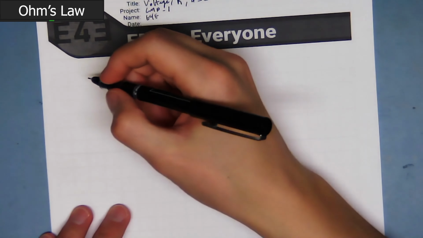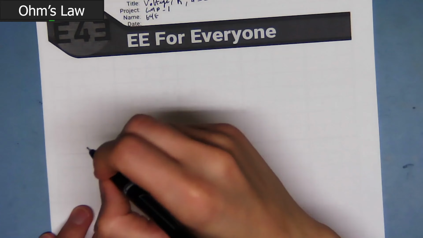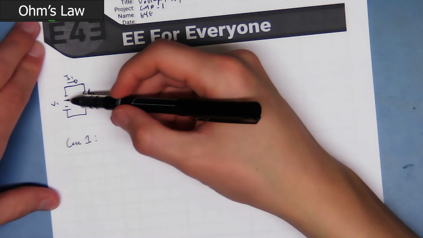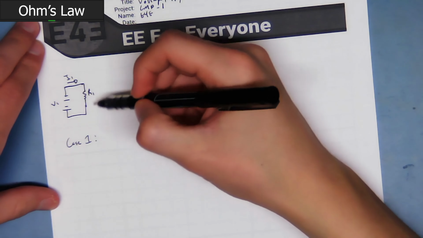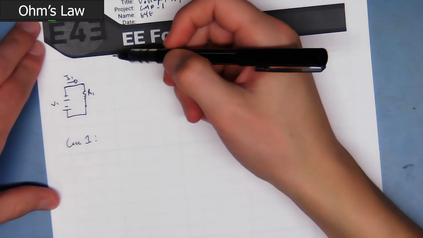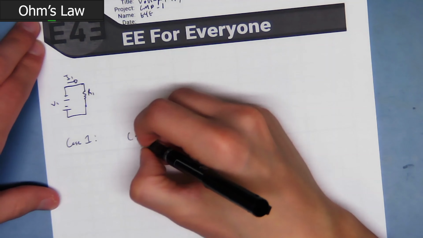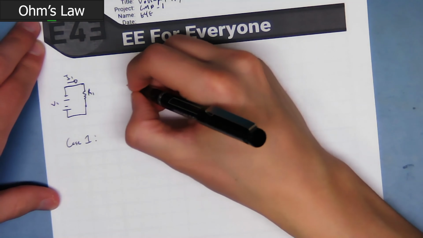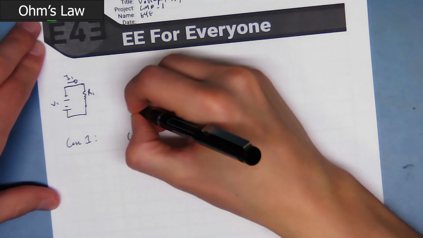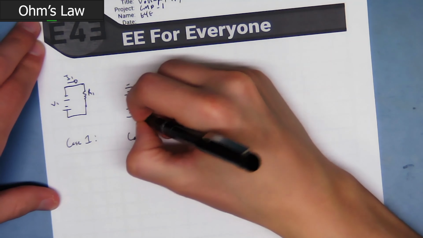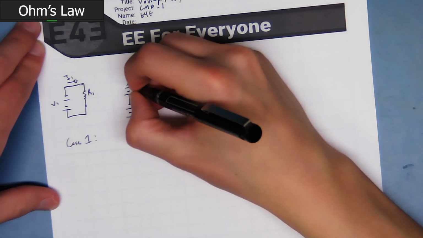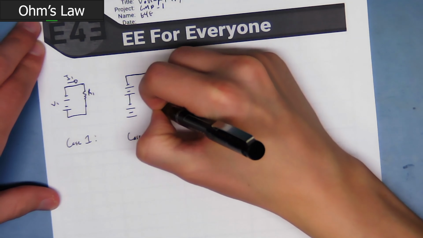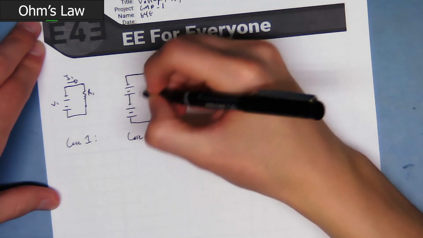So let's kick this off by considering three cases. Here we have a voltage source in volts, a current that is flowing through the circuit, and a resistor R1. Case 2, things are going to get a little more interesting here. Let's say we have two of those voltage sources. Let's call them batteries. Two of those sources in parallel, one resistance.